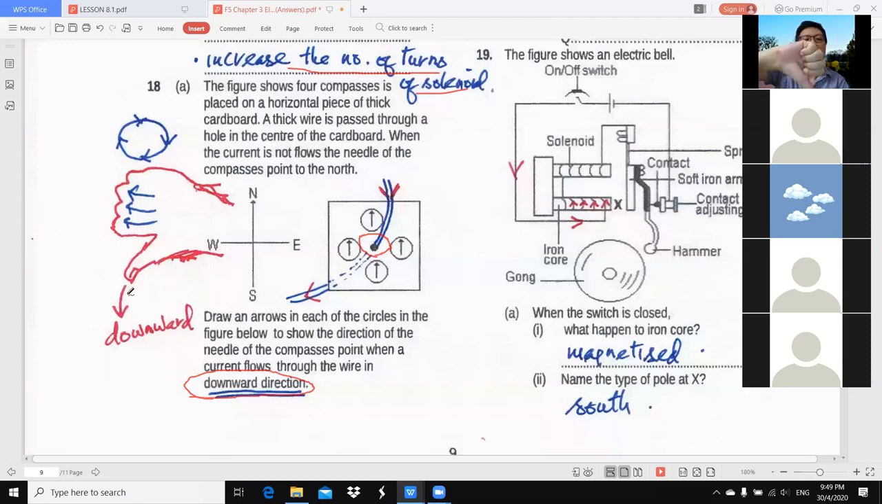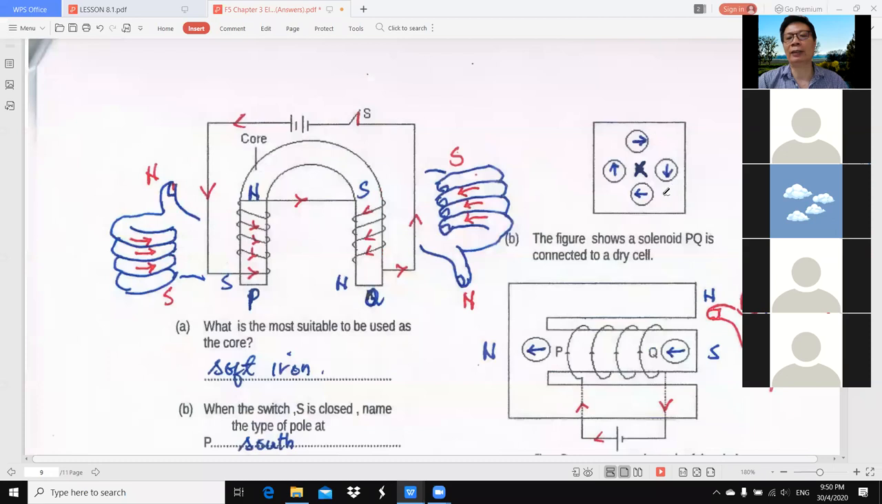Your thumb points down, and your other fingers turn in this direction. So it's in clockwise direction. You look at your hand, it turns like that. So the compass pointers will follow this, clockwise direction. That's why the answer is here. So the four compass pointers point here, here, here, here.